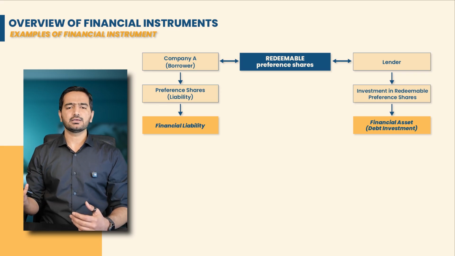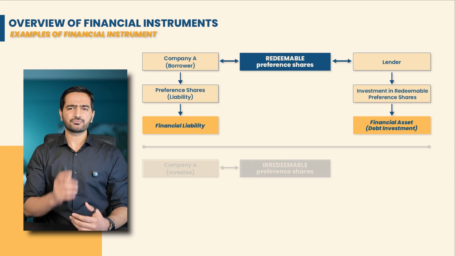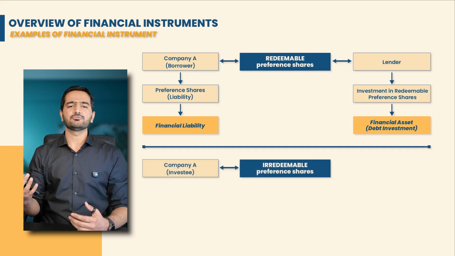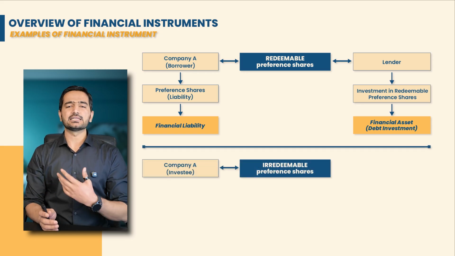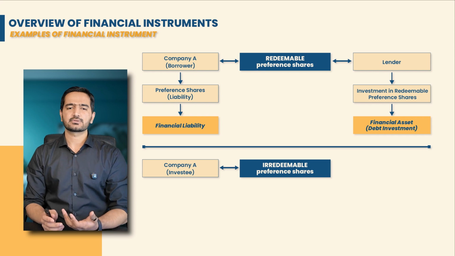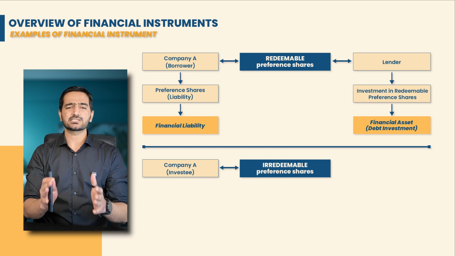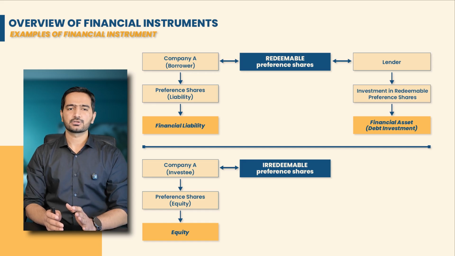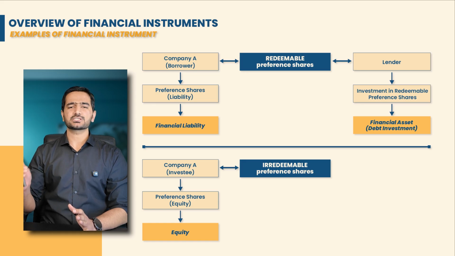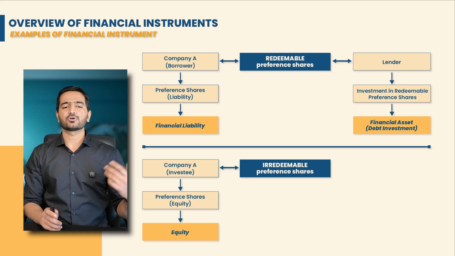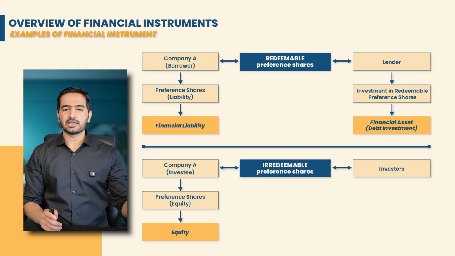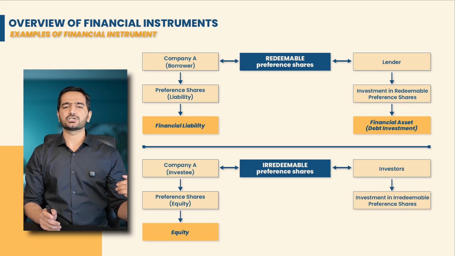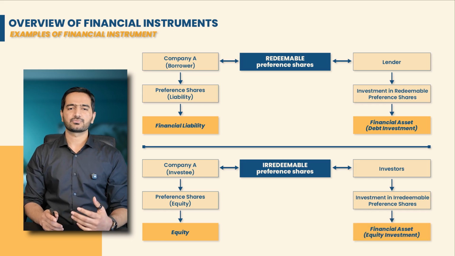But if Company A had issued irredeemable preference shares, meaning the company will never repay this money unless it winds up and liquidates, then in substance, this is equity. There is no contractual obligation to repay. So from Company A's perspective, irredeemable preference shares is equity. And from the investor's perspective, investment in irredeemable preference share is a financial asset, specifically an equity investment.